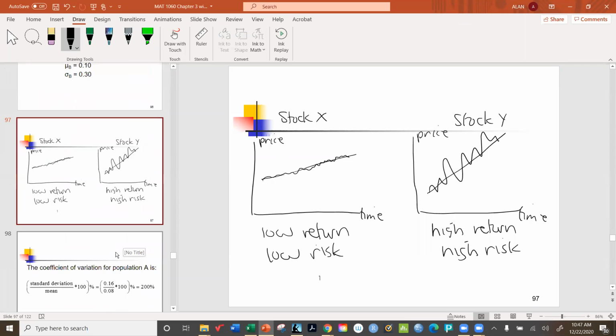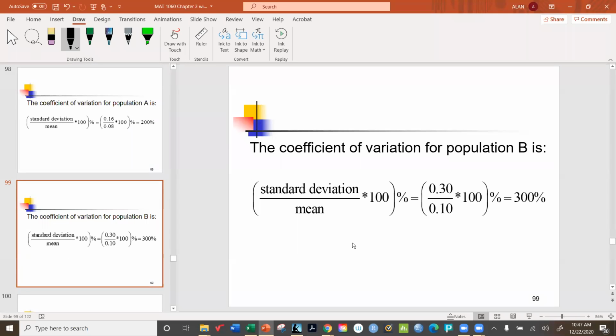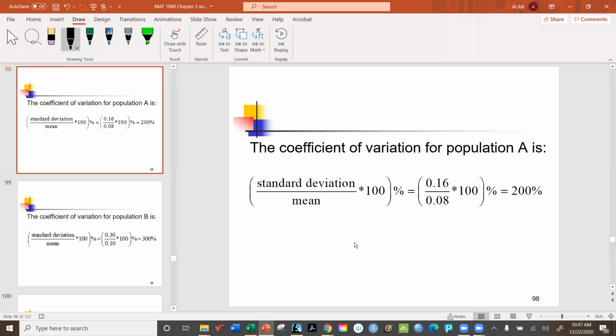Here's what we're going to do. Let's calculate this coefficient of variation for A and B. So for stock portfolio A, the ratio of risk to return is 200%. For B, it's 300%. Now, let's ask ourselves this question. In a case like this, do you want this number to be high or low?